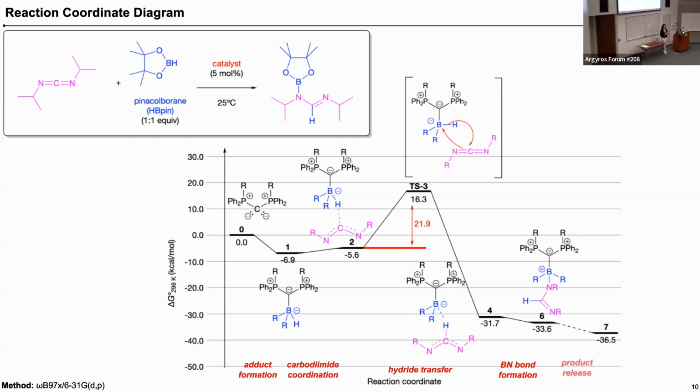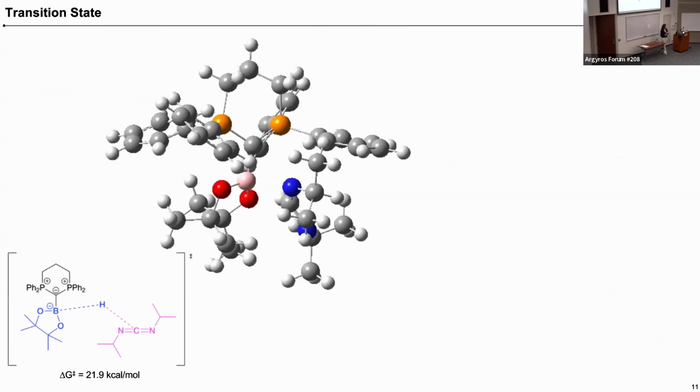And then lastly, the product release step goes down to negative 36.5 kilocalories per mole, which is good because this is our turnover step, and this is the one we really want to be negative so that we can reform the catalyst, like I mentioned earlier. All right, so I'm going to focus now a little bit on the transition state that I found. This was the transition state which I saw, but it wasn't exactly the transition state I was expecting to see.